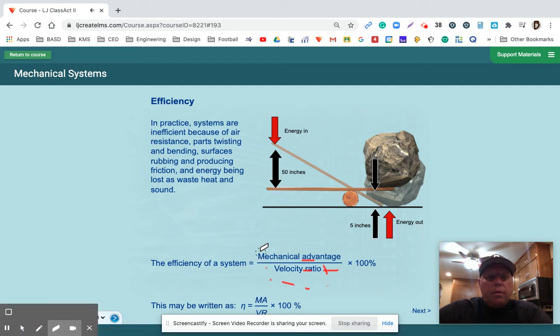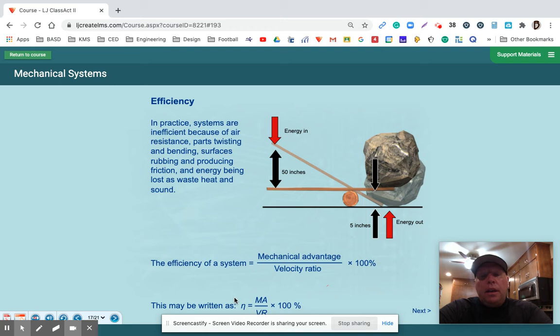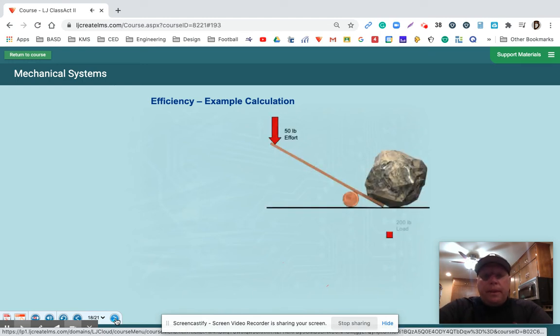The formula can also be shortened. This may be written with this symbol, a Greek letter called eta, E-T-A, and that is equal to... It's just another word for efficiency, but in math, it's referred to as eta, and that is mechanical advantage over velocity ratio times 100%. Okay, so let's do an example here.